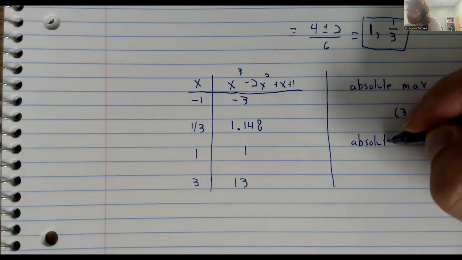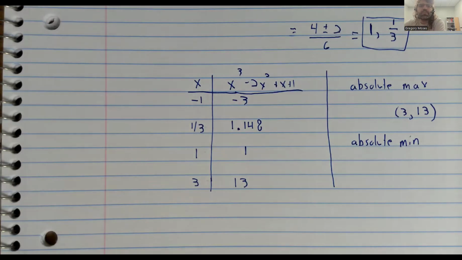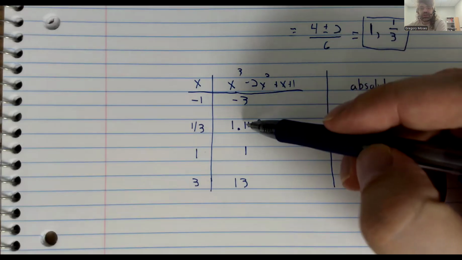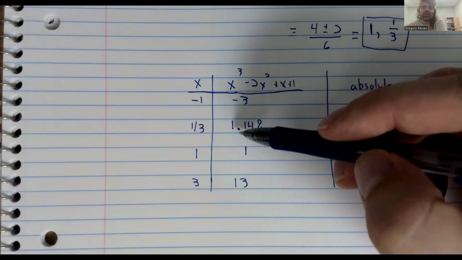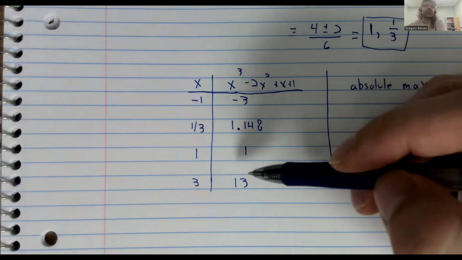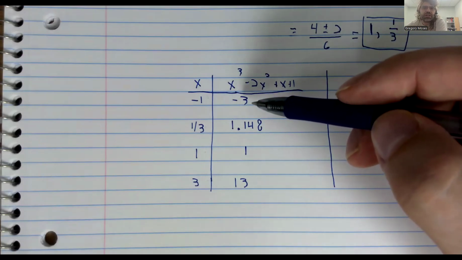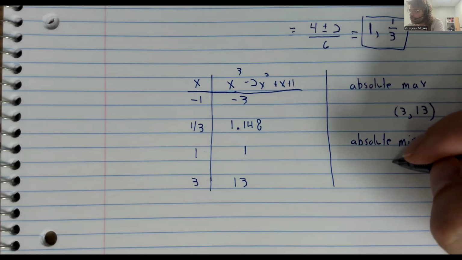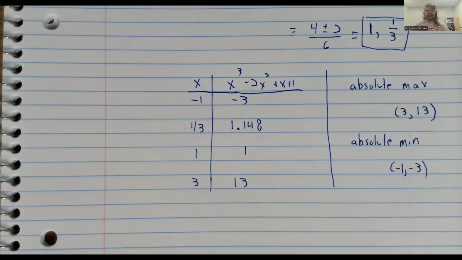What about the absolute minimum? We know it has one. We know it's one of these four values. Of these numbers, -3, 1.15, 1, and 13, which of these numbers is the minimum? Well, -3. So the absolute minimum is occurring at -1, -3.